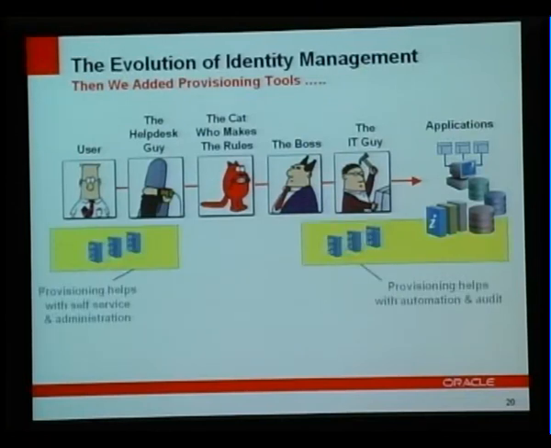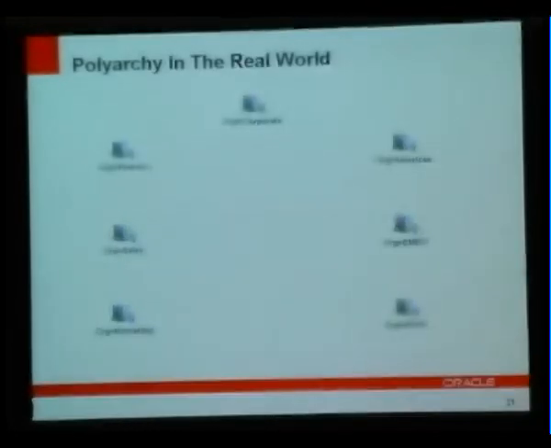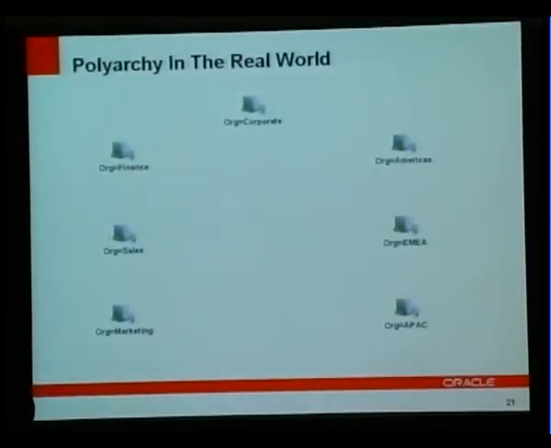And with this, you had self-service administration. Some of the companies you might see have this capability for you to be able to change your profile and be able to help with automation and audit of information. So what is not enough with this? Well, they're not business smart. They're not business aware. In the real world, there's a polyarchy, where a simple definition of that really is an intersection of hierarchies. Hierarchies really is basically your representation of yourself in your org.